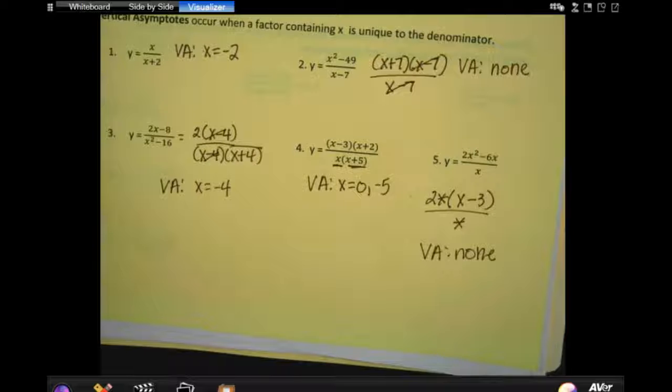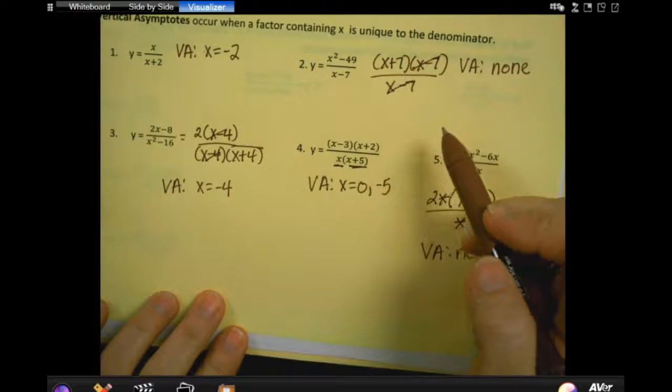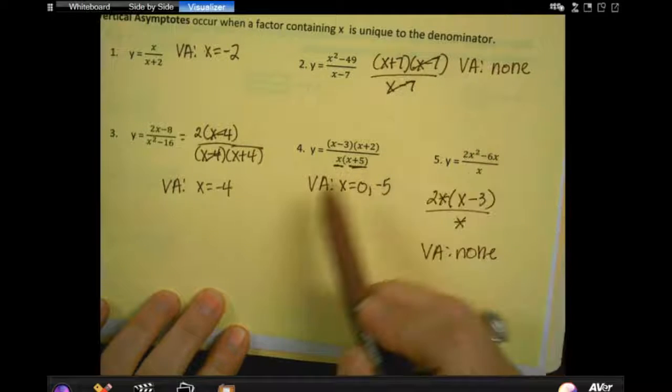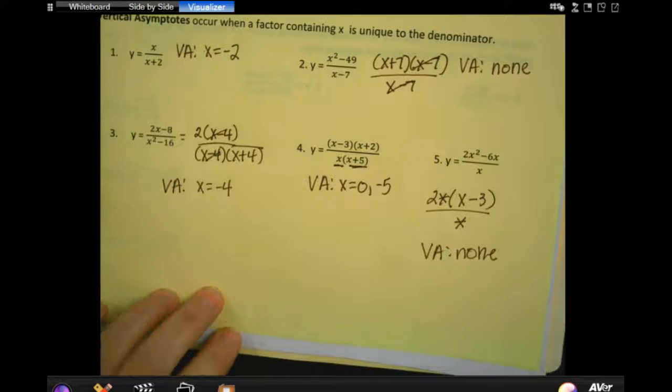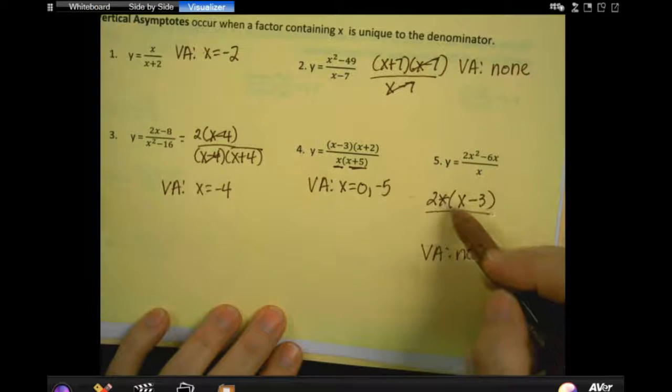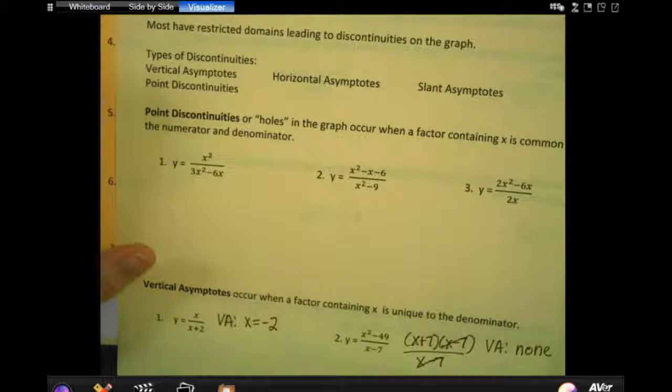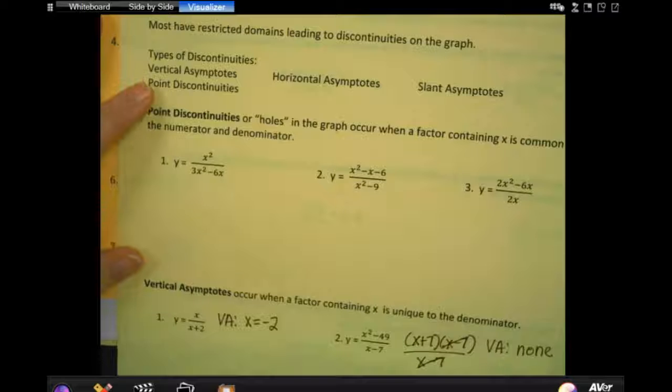So what I want to do now, these are the vertical asymptotes. So now I'm going to go back up to the top. These are called point discontinuity. And point discontinuity is actually what we've been doing all along. It's the open circles. So the open circle is the point discontinuity. And a point discontinuity happens when you cancel a term. So this has a point discontinuity, and this has a point discontinuity because I canceled, and this one also because I canceled a term. So where I cancel a term, there's going to be a point, and it's going to be missing.